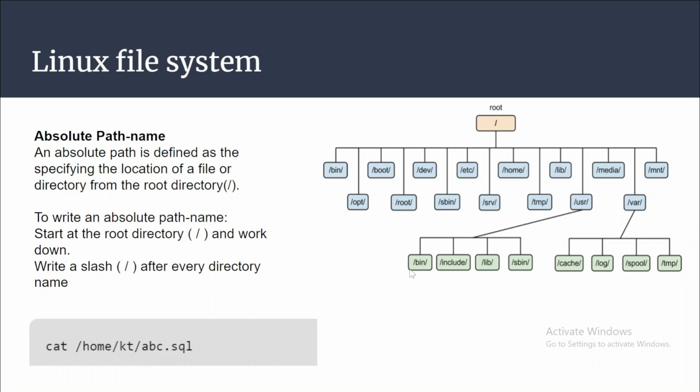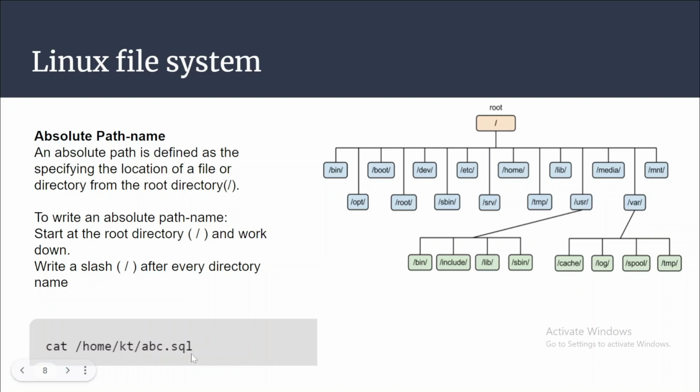There are two things to remember, that is absolute path and relative path. The absolute path is defined as the location of a file or directory that starts from the root directory. Means the path will have the /. So if you want to write the absolute path, you need to start with the root directory, means /. Let's say, for example, this is your home folder, and within this home folder there is a kt folder. And within the kt folder you have a file, and the name of the file is abc.sql.